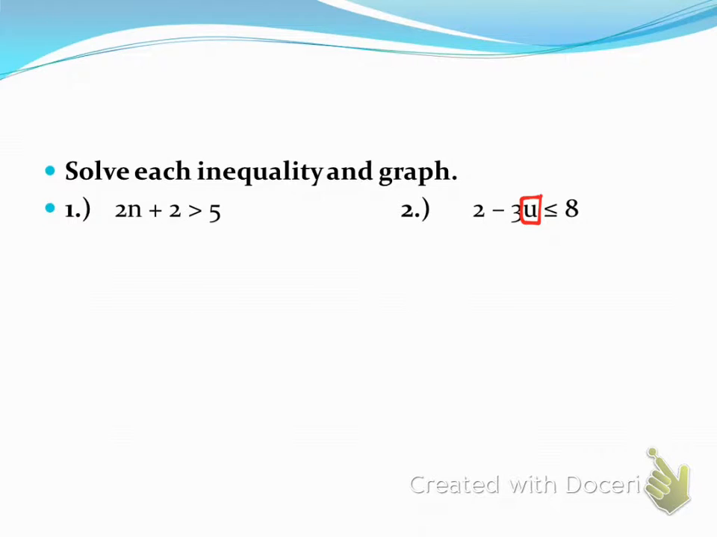On number 2, I am trying to get the variable u by itself. Does anyone want to volunteer to tell me what they think I should do first? Ellie. The 2 is positive, so I would subtract 2 on both sides. We want to zero it out. This minus sign is going to stay with the 3u.